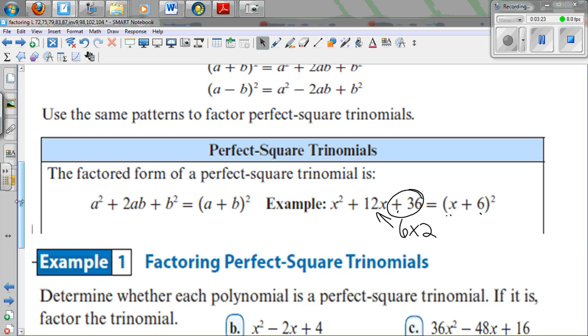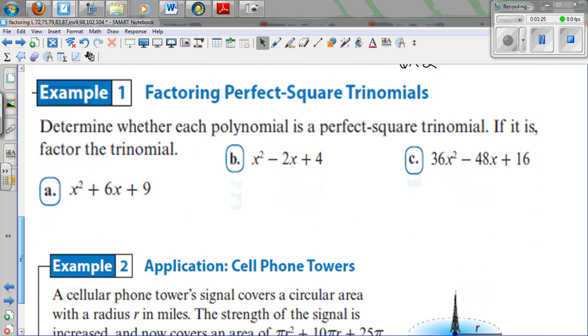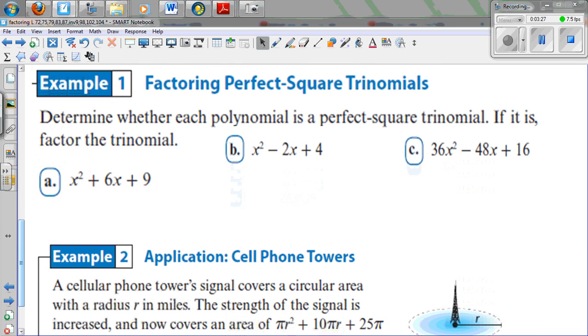So let's take a look at some problems here and determine whether they are perfect squares or not. So first thing is the first term a perfect square? Yes. Is the last term a perfect square? Yes. So we're going to have x plus 3 squared. And does that work out if we take the first part of this, and the second part, 3 times x, and double it? Do we get 6x? Yes, so this does indeed work.